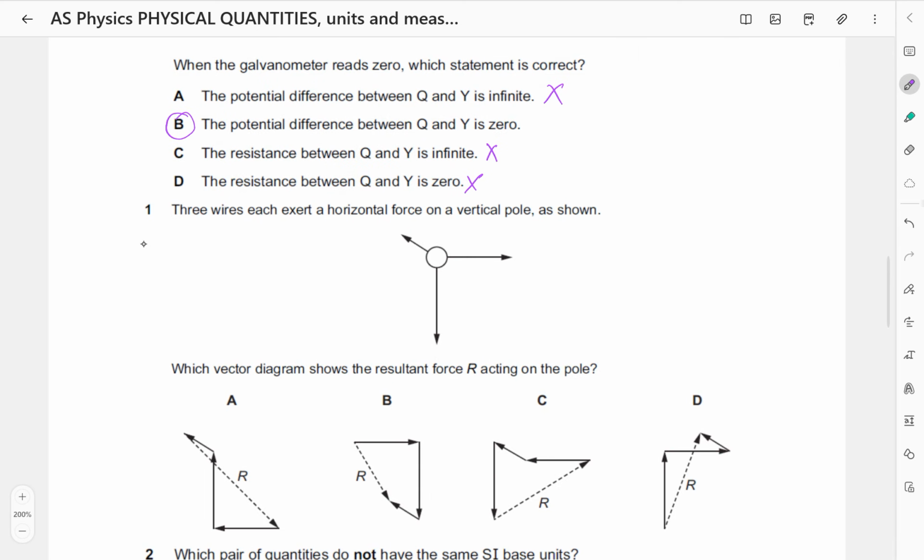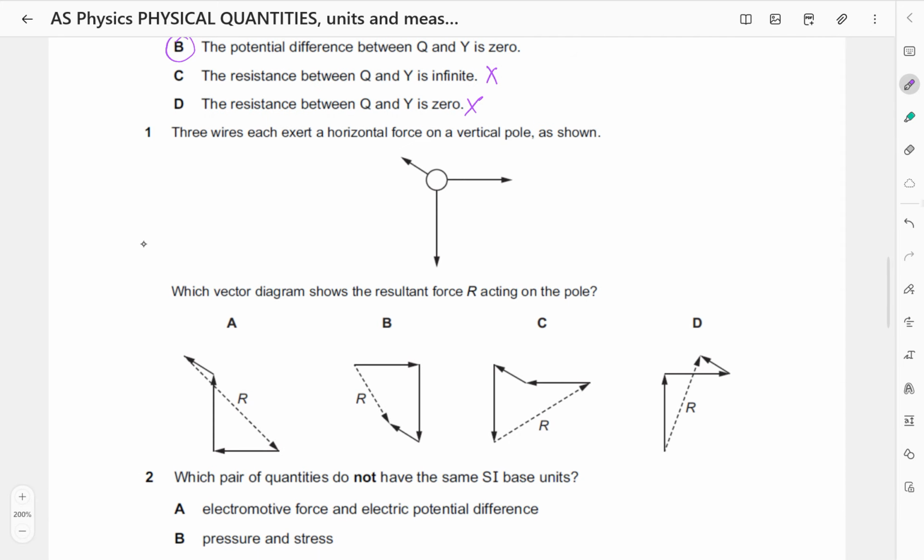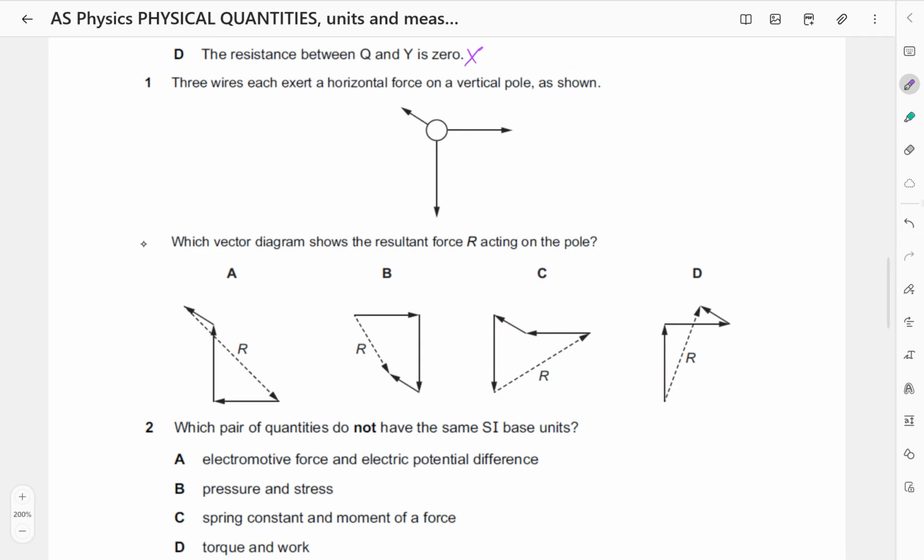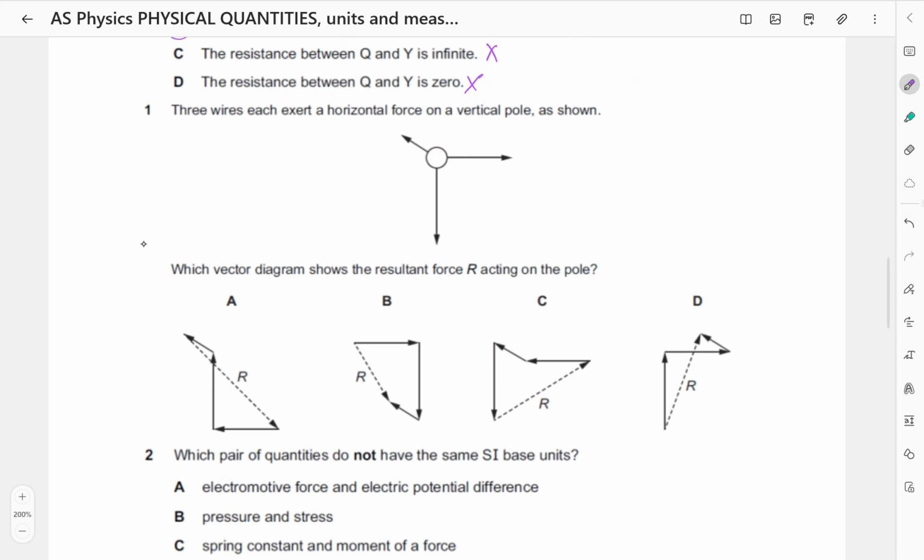3 wires each exert a force on a vertical pole as shown. Which diagram shows the resultant force R acting on the pole? Remember to join the vectors head to tail without changing the direction of these vectors. So if I keep the vertical vector constant, I add the horizontal vector without changing its magnitude. Then I add a third vector without changing its magnitude and angle.